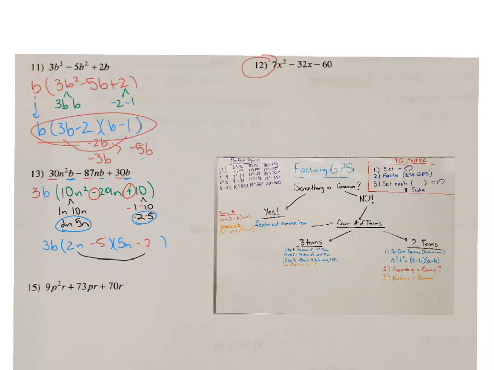I do the outside, I get minus 4n. I do the inside, I get minus 25n. Together, that's minus 29n. And that's what we have inside. So this is my final answer right there.